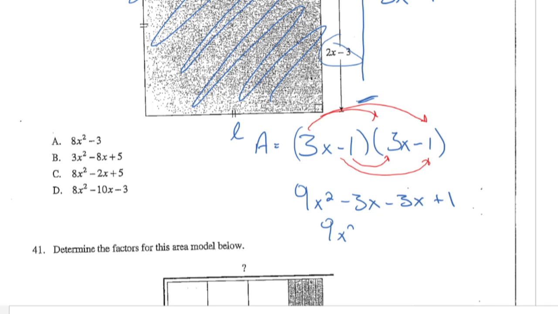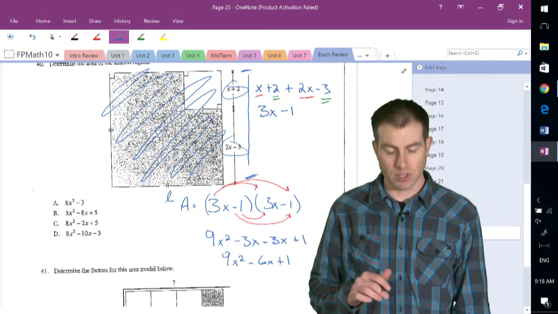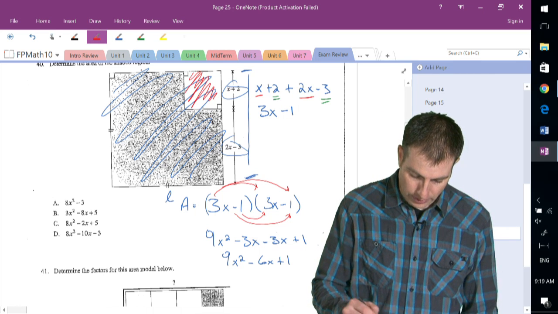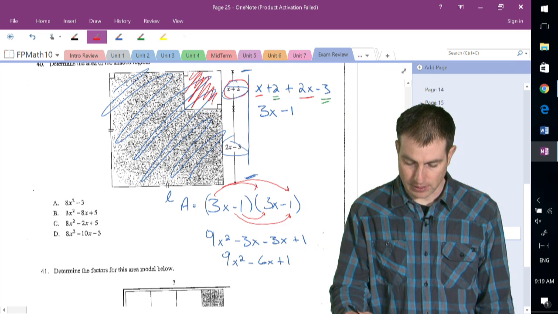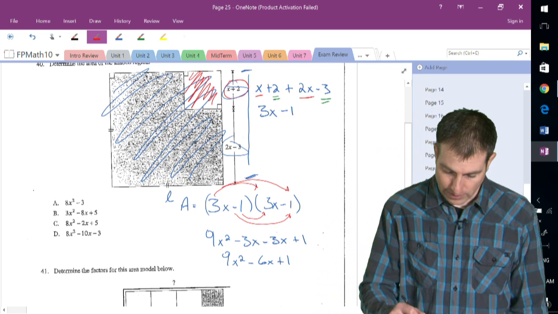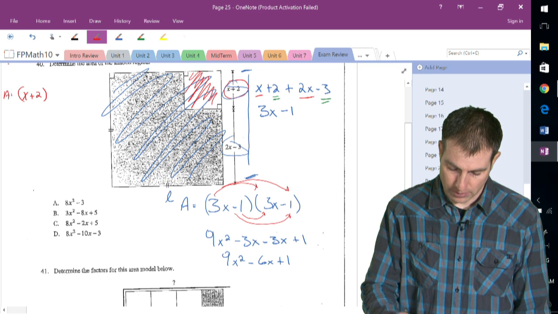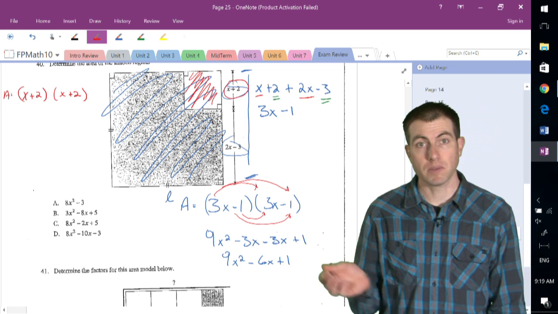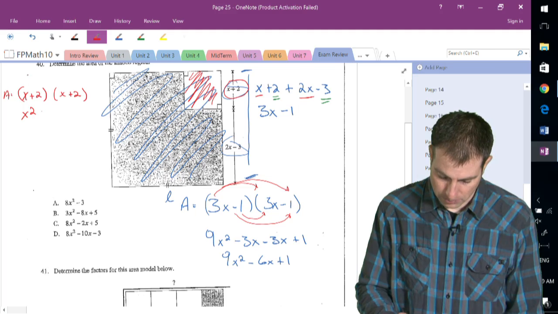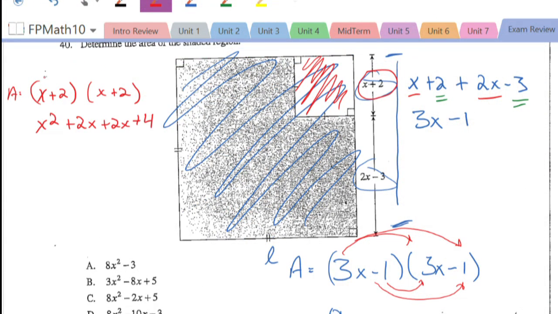I'll just combine my like terms: 9x squared minus 6x plus 1. All right, so that is the area of the whole shape. And I also need the area of just this little one here. I know that the length of one of these sides is x plus 2. So to find the area of the red square, I have x plus 2 times x plus 2, because length times width gives me the area of a square. So x times x is x squared plus 2x plus 2x plus 4. Combining my x's in the middle, 2x and 2x gives me 4x. So that's given me the little square.